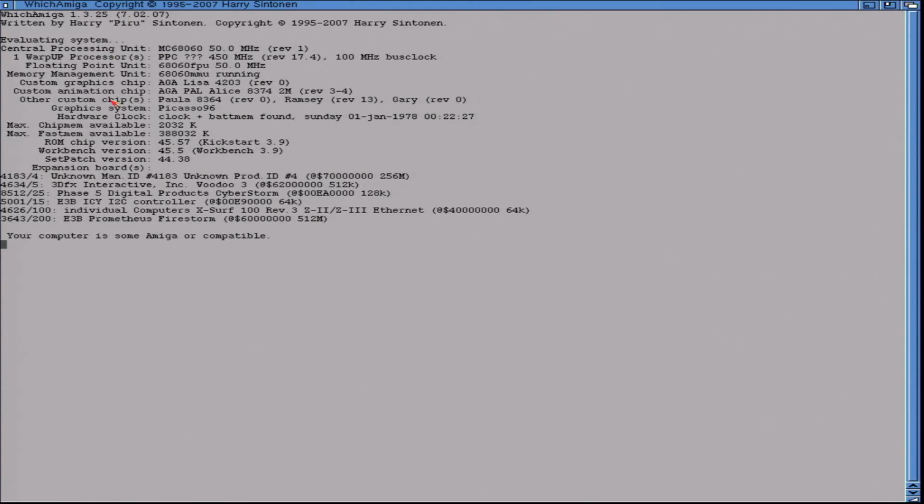But as a matter of fact, WhichAmiga hasn't been updated for really quite some time, 15 to 20 years since the last revision by Piru. And you can see that there are some gaps in the things that it is reporting. For example, these question marks here about the PowerPC chip that I'm running on my machine, simply because the Amiga hardware has moved on in the intervening period.